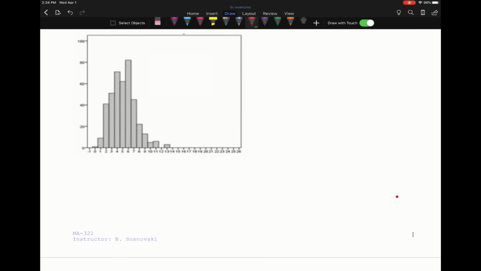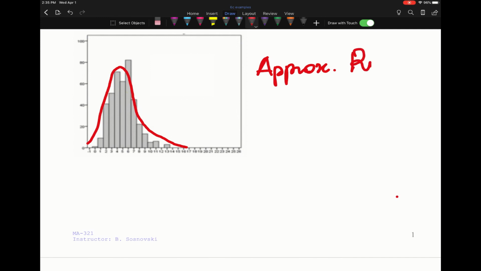Now let's take a look at this other distribution. We can see that the highest bar tends to be a little bit more to the left. So if we're looking at the shape of the distribution, we're going to have something with the peak a little bit more to the left. That corresponds to an approximately right skewed data set.